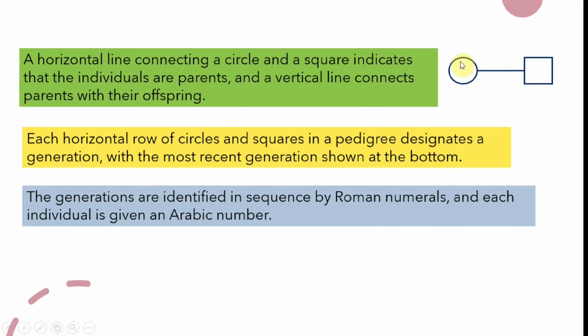A horizontal line connecting a circle and a square indicates that the individuals are parents, and a vertical line connects parents with their offspring. Each horizontal row of circles and squares in a pedigree designates a generation, with the most recent generation shown at the bottom. The generations are identified in sequence by Roman numerals, and each individual is given an Arabic number.